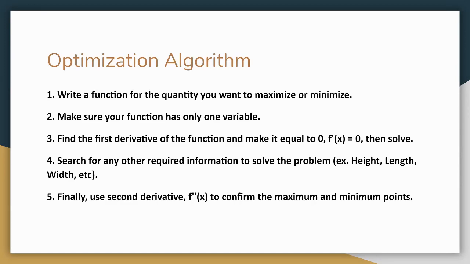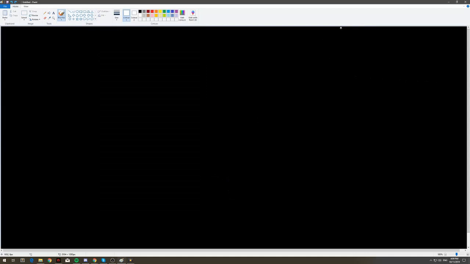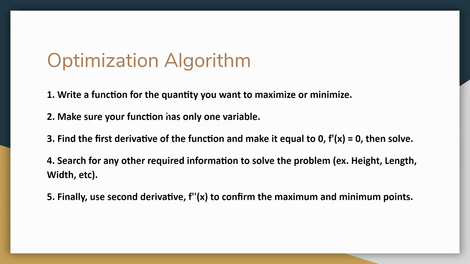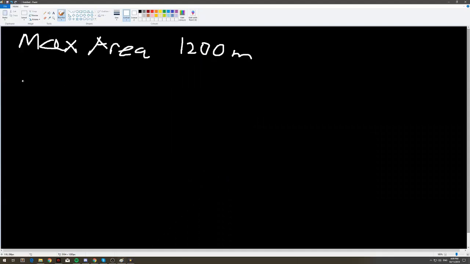Okay, so let's do an example that involves the optimization algorithm. Let's say the question asks you to find the possible maximum area, and you're given, let's say, 1200 meters worth of fencing. So the first step, as we know, is to write the function for the quantity you want to maximize. So let's write down the formula for area. A is equal to x times y.